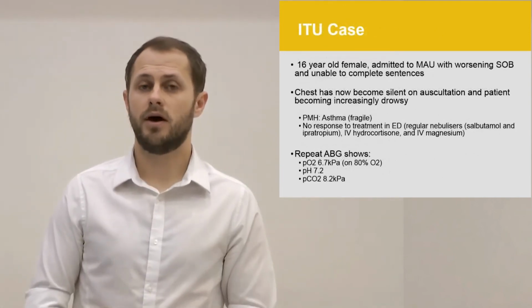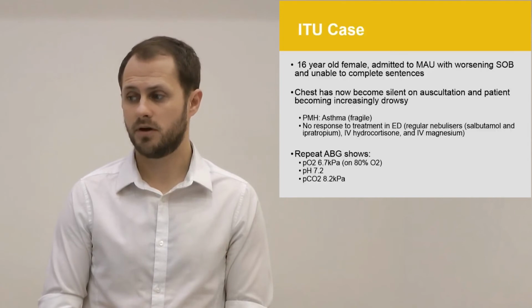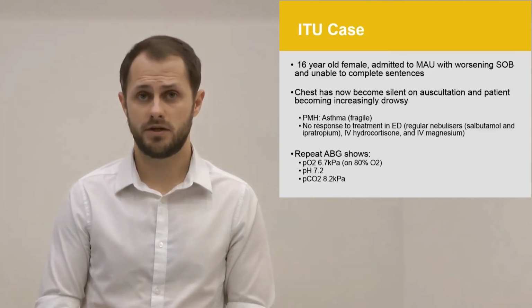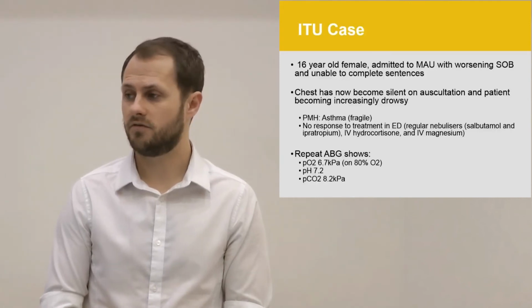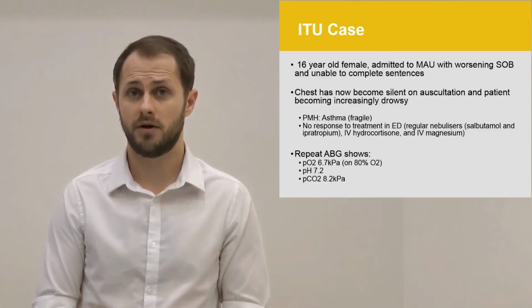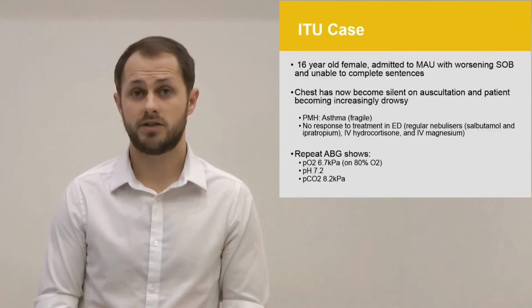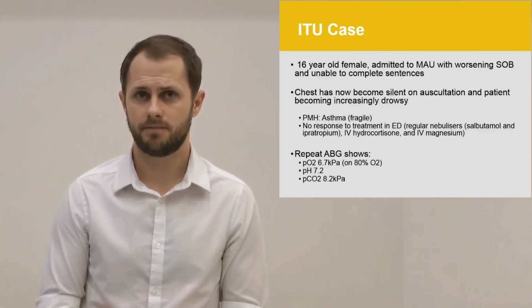This is an example ITU case of how to refer brittle asthma to the ITU department using the SBAR mnemonic. You have a 16-year-old female patient who's been admitted to MAU with worsening shortness of breath and is now unable to complete sentences. Her chest has become silent on auscultation and the patient has become increasingly drowsy.